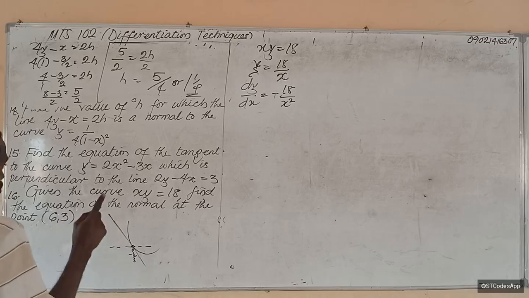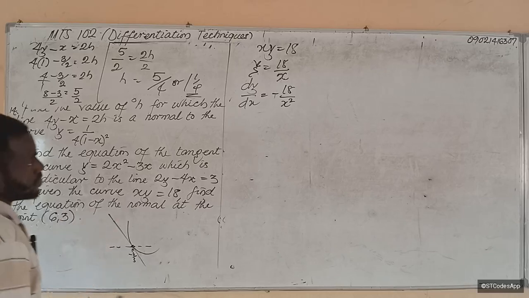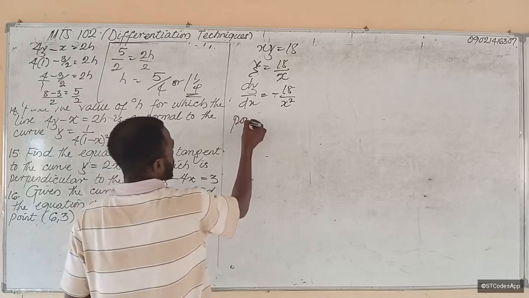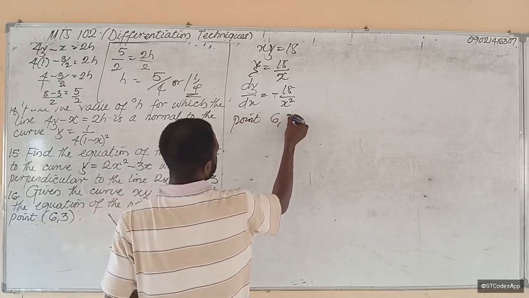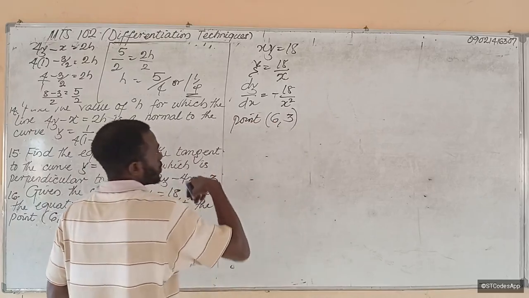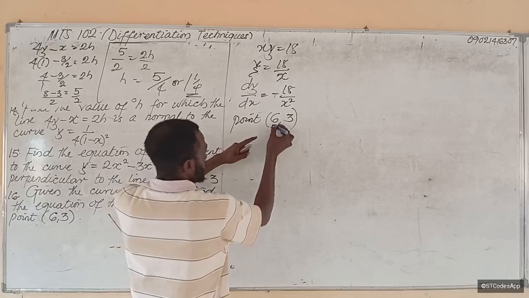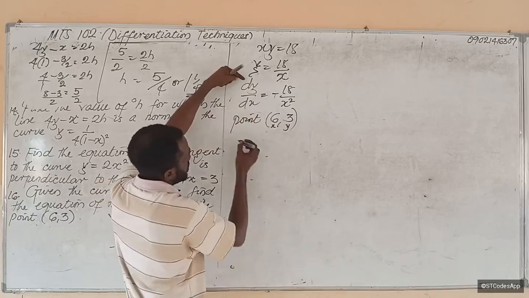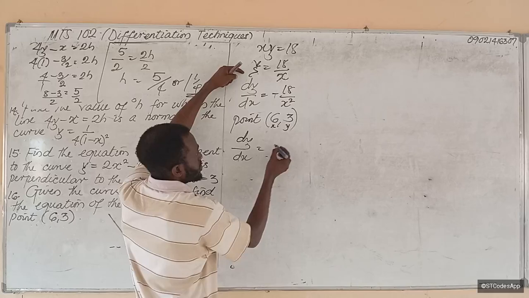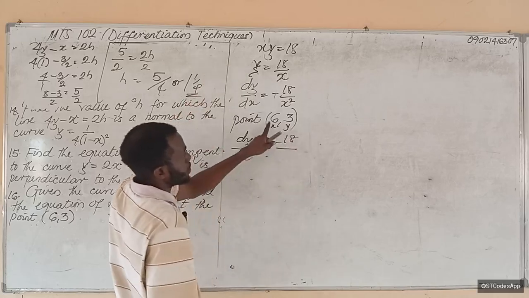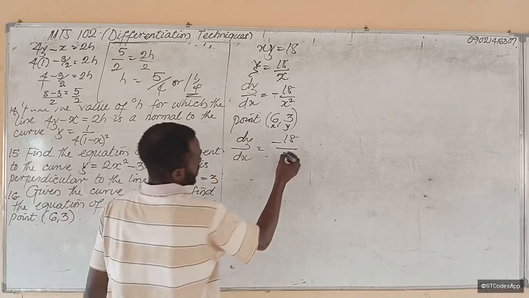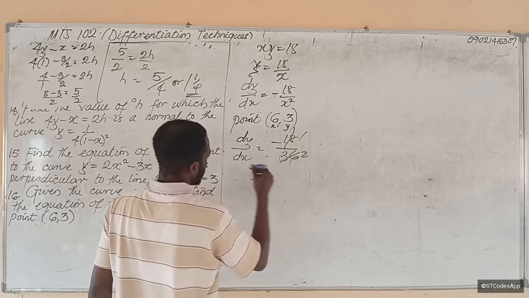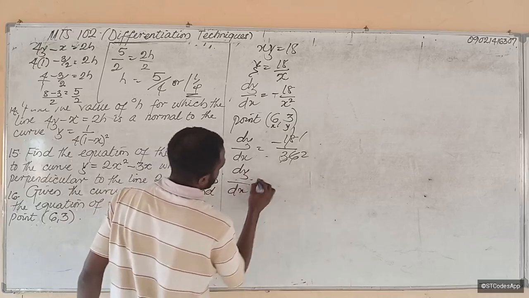So now find the equation of the normal. At this point, our points are 6, 3, and they represent x and y, right? So at this point, what will dy/dx be? dy/dx will be minus 18 over, we'll now plug 6, which is the value of x, into it. That will be 36. So dy/dx is equal to minus 1 over 2.